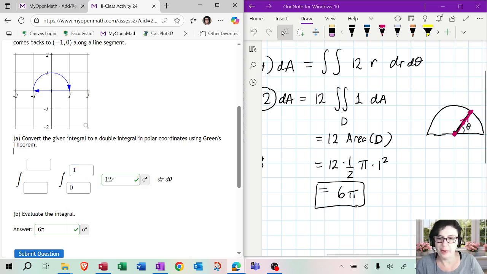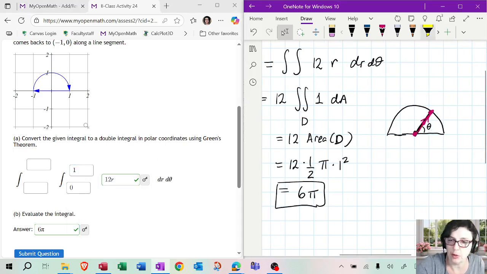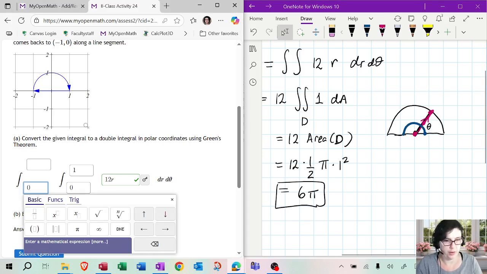Okay, now how about the theta limit? So now look at theta. Theta would go from over here. Theta is the angle with the positive x-axis. So it's just going to go like that, right? So it's going to go from 0 to pi because it's the top half of a circle.